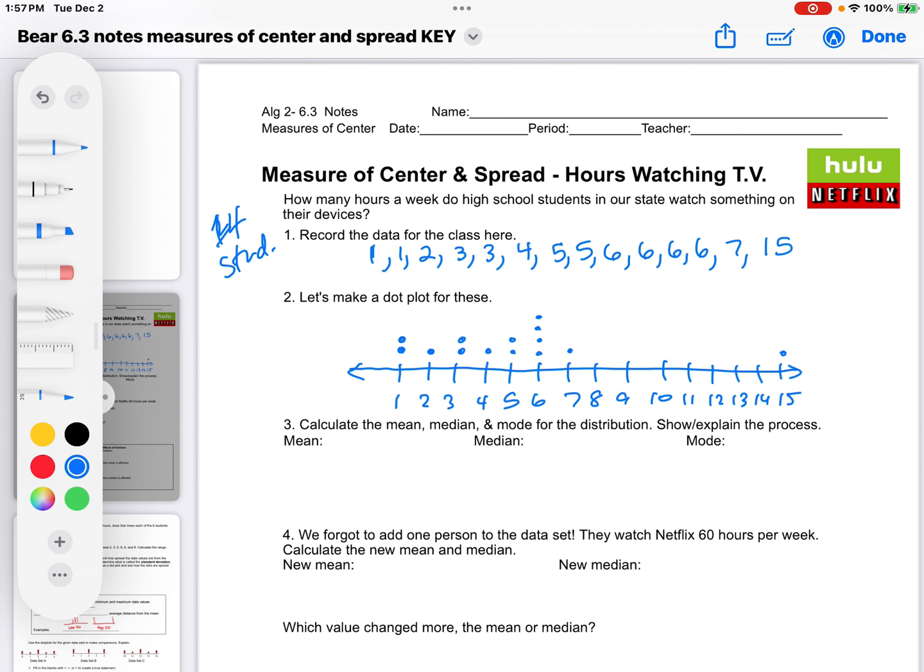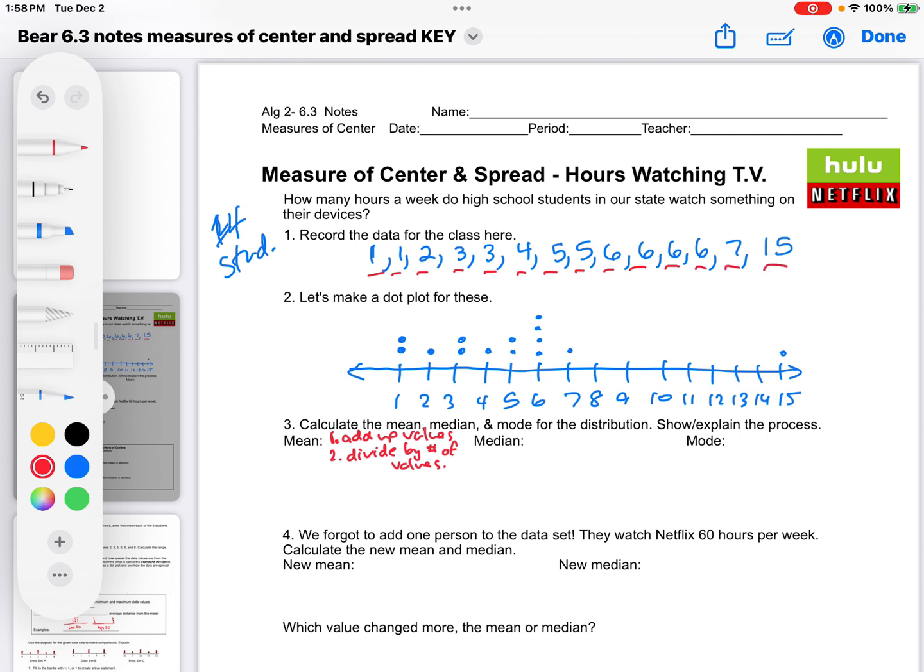And so now what we are asked to do is calculate the mean, the median, and the mode. Mean is where you add up the values, and then you're going to divide by the number of values that you added up. So for this example, I would add 1 plus 1 plus 2 plus 3 plus 3 plus 4 plus 5, 5, 6, 6, 6, 6, 7, 15.